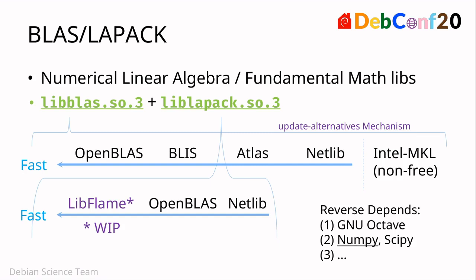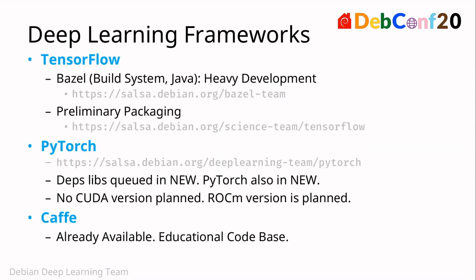Okay, deep learning frameworks. Currently, the top two deep learning frameworks are TensorFlow and PyTorch. The blocker for TensorFlow packaging is Bazel, a build system written in Java. It is currently under heavy development, and this is not easy. Preliminary packaging based on Bazel is available on Salsa.